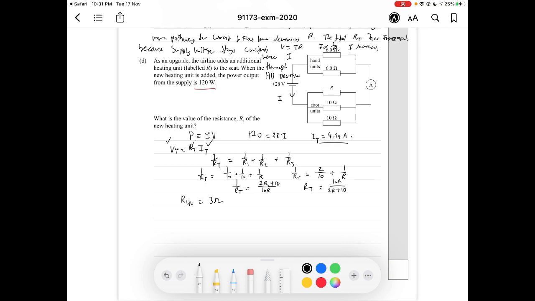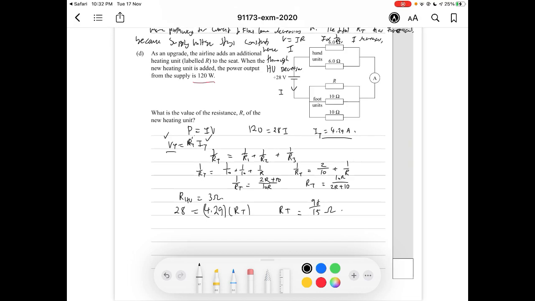Right, so to find the total resistance in a circuit, we can use the total current and the supply voltage. So we know the supply voltage is 28 volts, and that equals the I total, which we know is 4.29, multiplied by the R total. And we can rearrange and divide by 4.29 on both sides to find the R total. And we should find the R total is equal to, we write it as a fraction, it might be easier, 98 over 15 ohms.